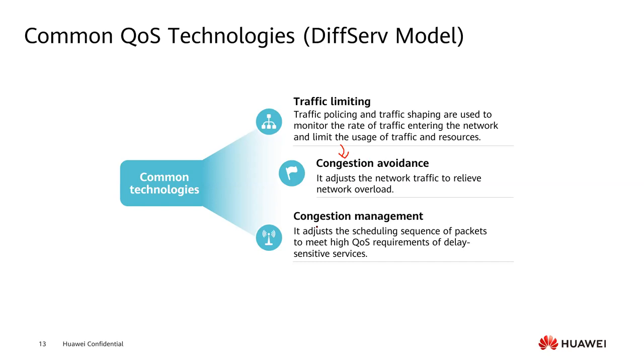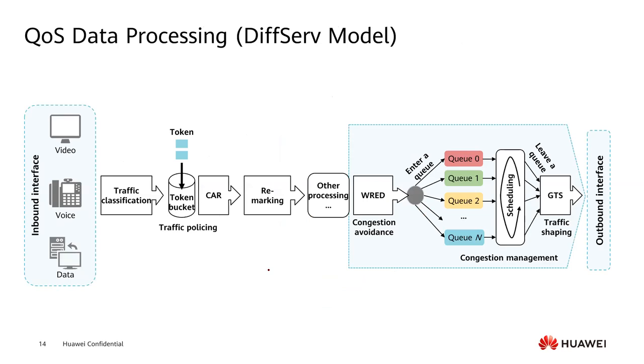The third technology for the DS model is congestion management. Congestion management is basically queue scheduling, which means which traffic can be forwarded out first and which traffic needs to wait a little while before being forwarded out. Before we talk about the details of the DS model QoS, let's look at a picture about the queue processing. If you understand this queue processing, it will be very easy for you to understand the differentiated services. Okay, so let's look at the whole picture first.